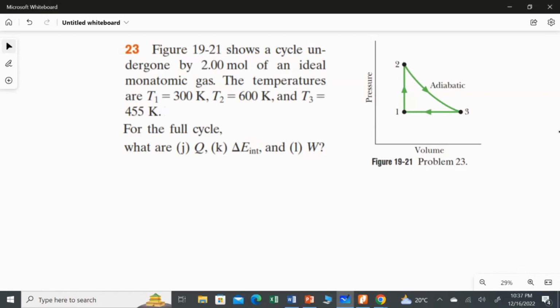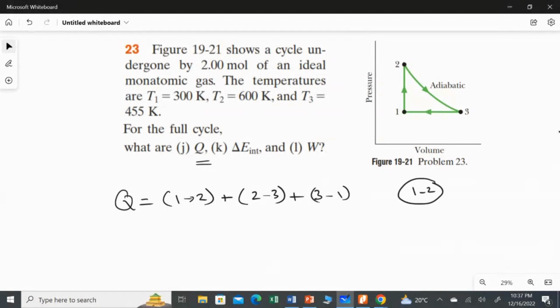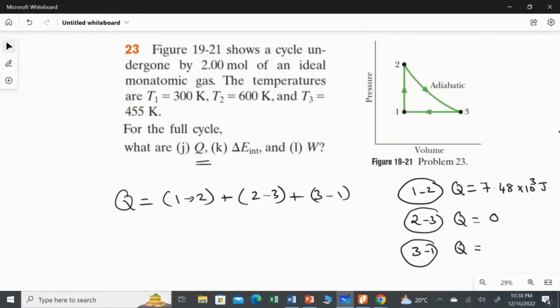First of all, we have to calculate Q for the full cycle. We have to add the value of Q from state 1 to 2, plus state 2 to 3, and state 3 to 1. The heat energy for state 1 to 2 is 7.48 multiply 10 power 3 joules. For state 2 to 3 the heat energy is 0, and for state 3 to 1 it is minus 6.440 multiply 10 power 3 joules.